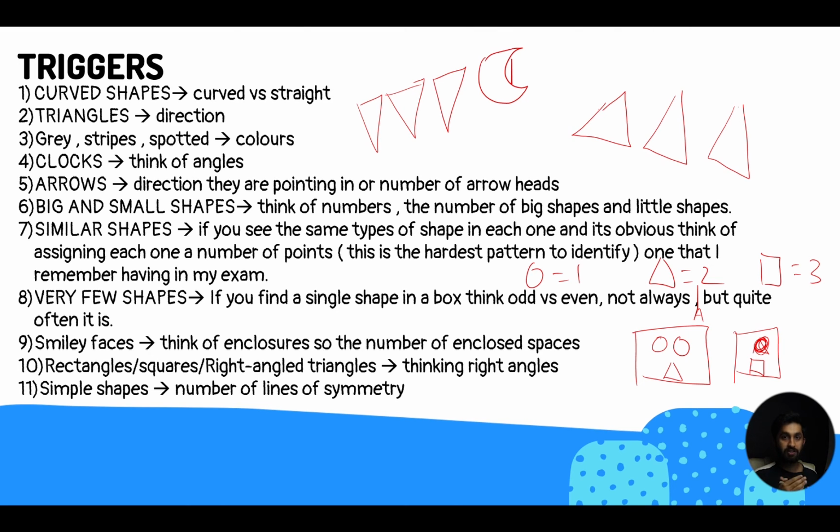Now, these triggers will help you speed up identifying certain patterns. Every time you see curved shapes, you want to think curved versus straight. Every time you see triangles, you want to think of some sort of direction. Or every time you see arrows, you want to think of counting the number of arrowheads or looking whether they are all pointing in a certain direction. So every time you see certain different shapes, obviously it will act as a trigger for a certain pattern. The more practice you do, you can add more to this list as well. So you can do a bit of analyzing on Medify and see which certain shapes could possibly act as a trigger, or which certain characteristic of a shape could possibly act as a trigger.